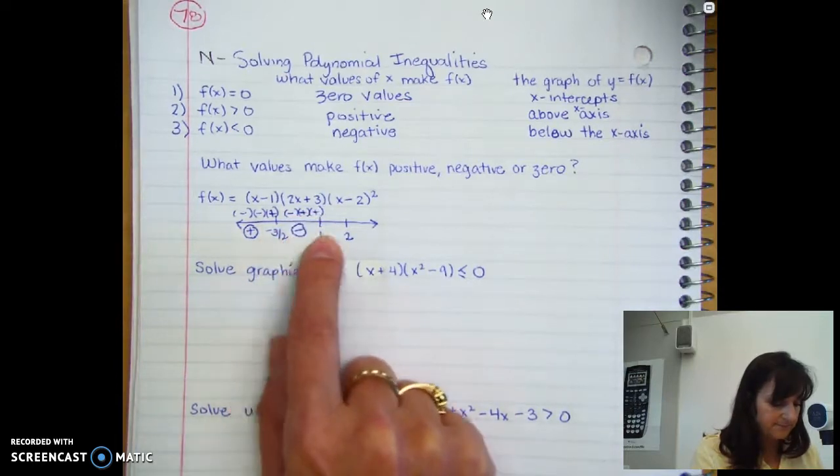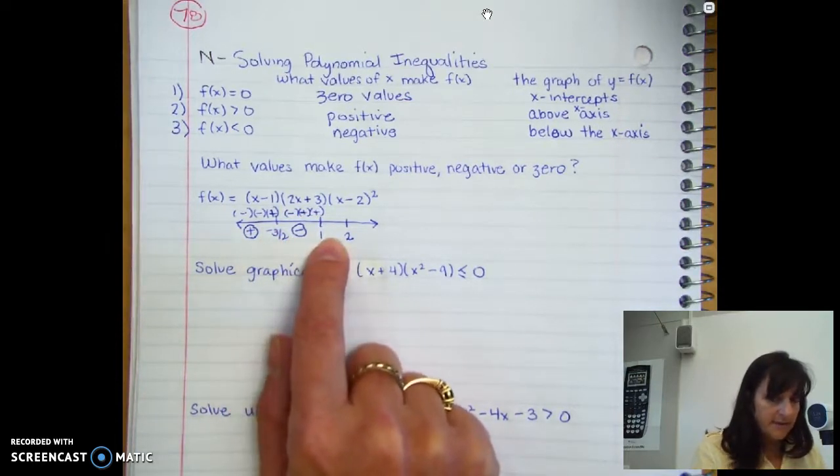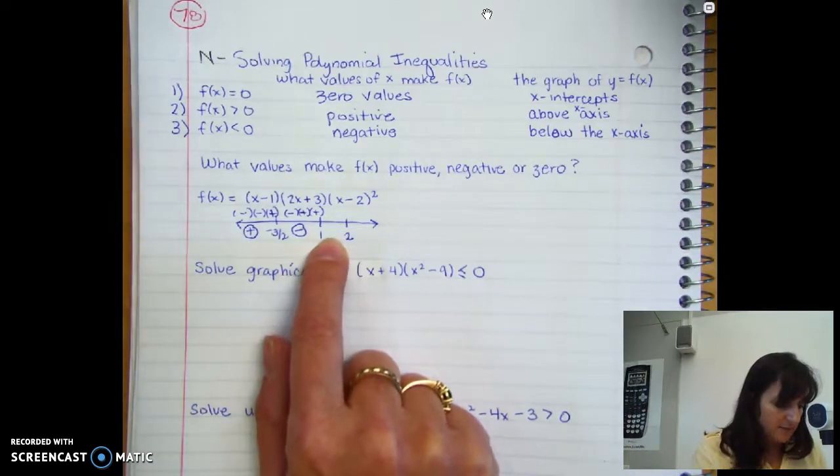When your 0 values are right next to each other in terms of the integers, it's a little bit trickier to pick your number because you're going to have to pick a fraction. So I'll use 3/2 here.